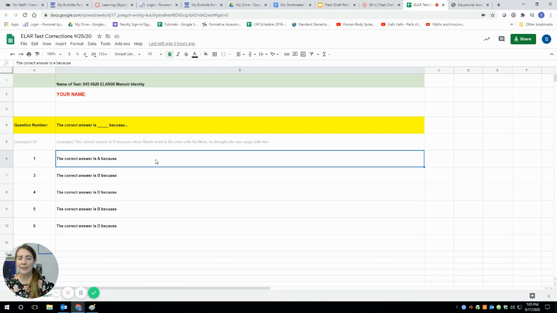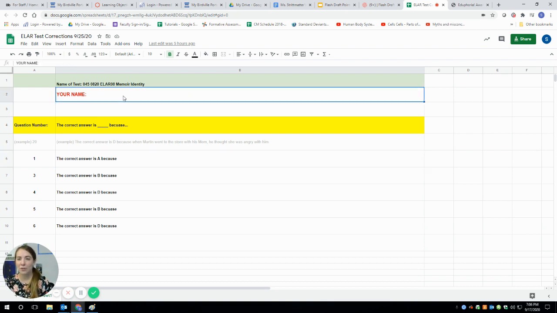So the very first thing is make sure you click on the link on the next page. I think it's on the next page. In your Canvas that has the link to go to these test corrections. This is your own copy. So the first thing you're going to do is add your name. You might also want to put your name up here in the title.